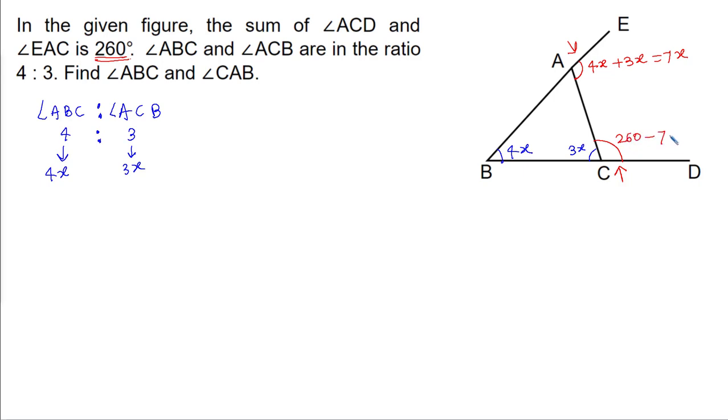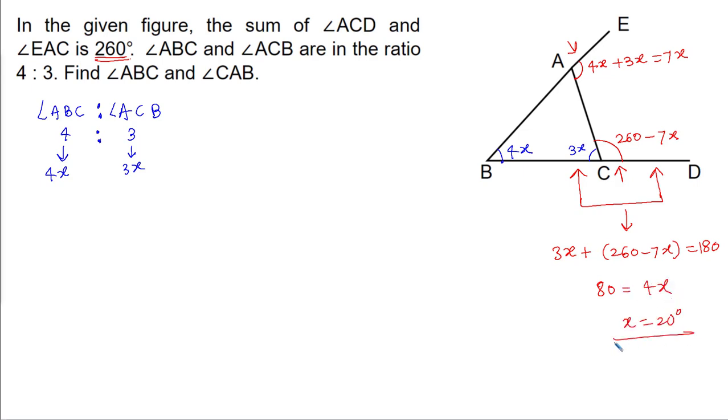Okay everyone, so from this we can say that the sum of this angle and this angle is going to be 180 degrees because they form a straight line. So 3x plus 260 minus 7x is equal to 180 degrees. Let's solve this equation. 80 is equal to 4x, so x is equal to 20 degrees.